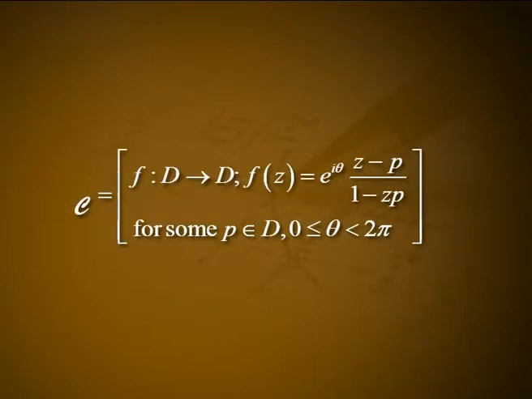Let C be equal to the set of f from D to D, where f of z is equal to e raised to i theta into z minus p by 1 minus z p bar, for some p an element of D, where 0 is less than or equal to theta less than 2 pi. From elementary complex variable theory, C is a group of transformations of D onto itself, that is in fact a group of isometries of D.